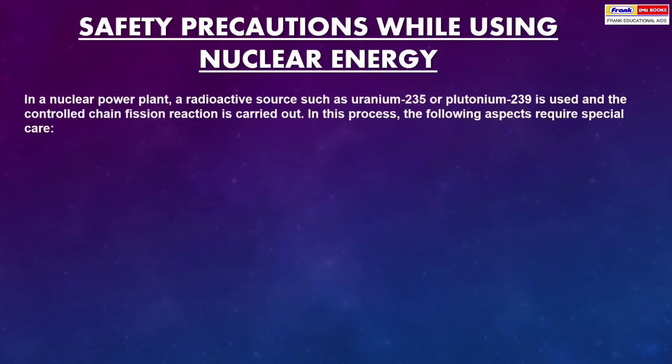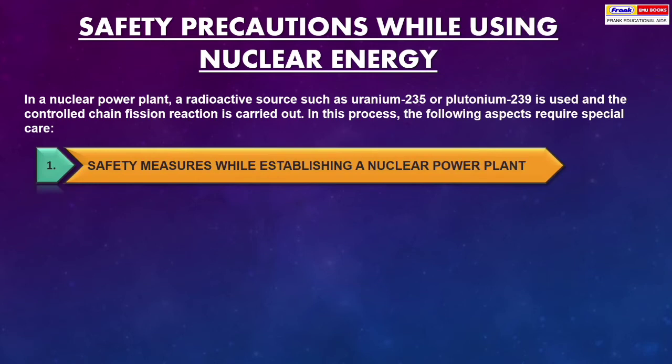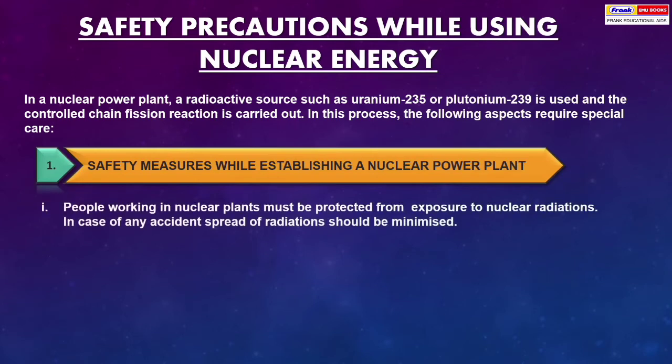Safety precautions while using nuclear energy. In a nuclear power plant, a radioactive source such as uranium-235 or plutonium-239 is used and a controlled chain fission reaction is carried out. In this process, the following aspects require special care. First, safety measures while establishing a nuclear power plant. People working in nuclear plants must be protected from exposure to nuclear radiations. In case of any accident, spread of radiations should be minimized.